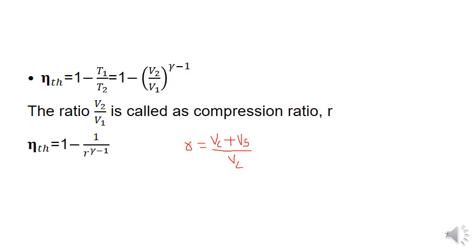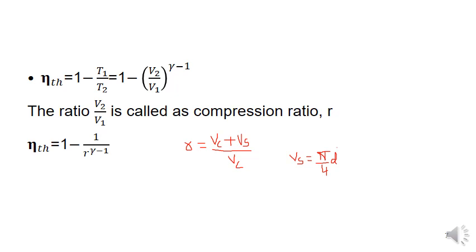can use this formula: R is equal to Vc plus Vs by Vc, where Vs is the swept volume. The swept volume formula for the cylinder is Vs equal to pi by 4 d square L meter cube, the volume inside the cylinder.